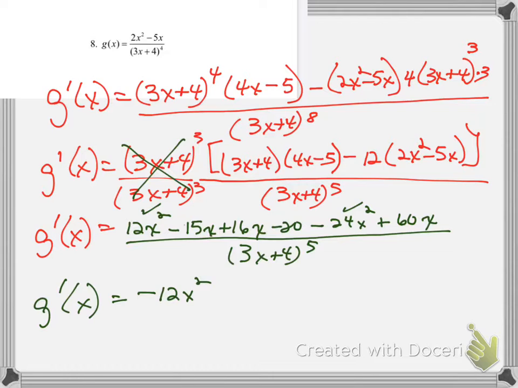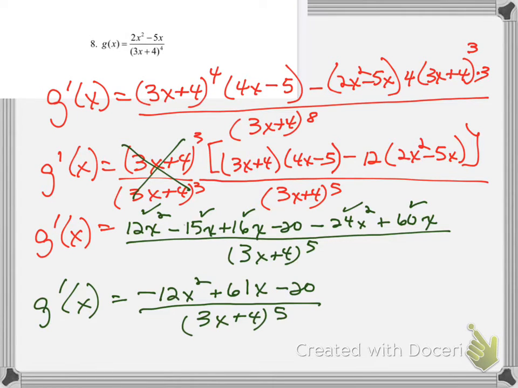Oh, excuse me. I have a 60. Okay, so I said this was 1. And then I'm going to have to add the 1 to the 60. So that ends up being plus 61x. Right? So I took care of this and this and this. And then minus 20 all over 3x plus 4 to the 5th. So take a moment to make sure that that looks good. So I have that 61. Yep, all looks good to me.